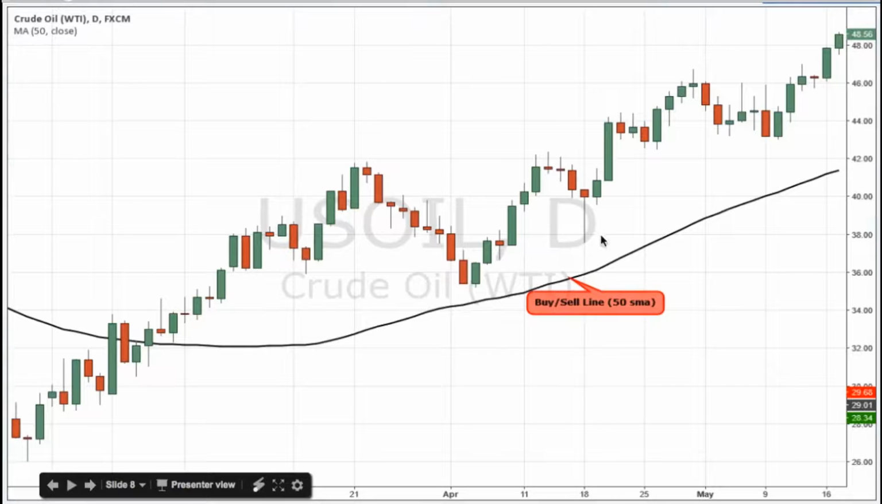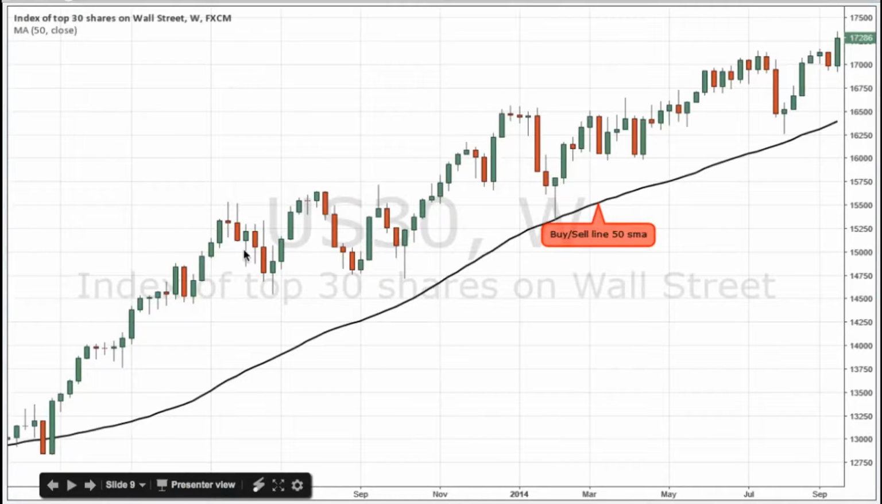This is a daily chart of WTI oil. Here is the buy sell line, and price is above the buy sell line, so we'll be only looking for buy opportunities. This is a weekly chart of Wall Street, the Dow Jones top 30 shares on Wall Street. Here is the buy sell line, and price is above it. So what we'll be doing is looking for only buy opportunities.